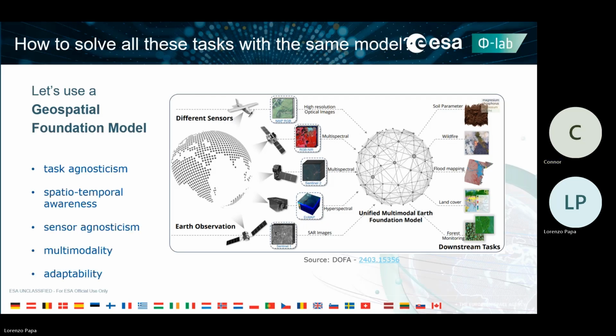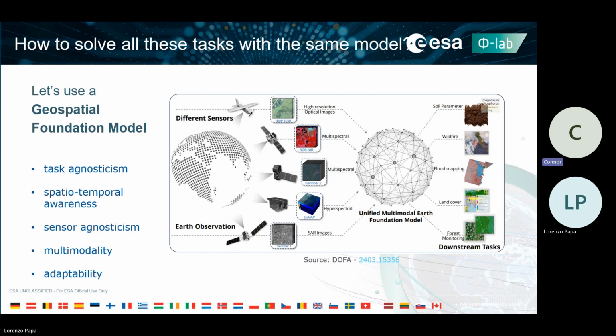So, okay, here is just to give you an overview. I'm sorry, I was in front of the slide. Those are the, let's say, main principles of this foundation model. So the first, they have to be task agnostic. So they have to be able to perform multiple tasks. They have to keep the spatiotemporal awareness.